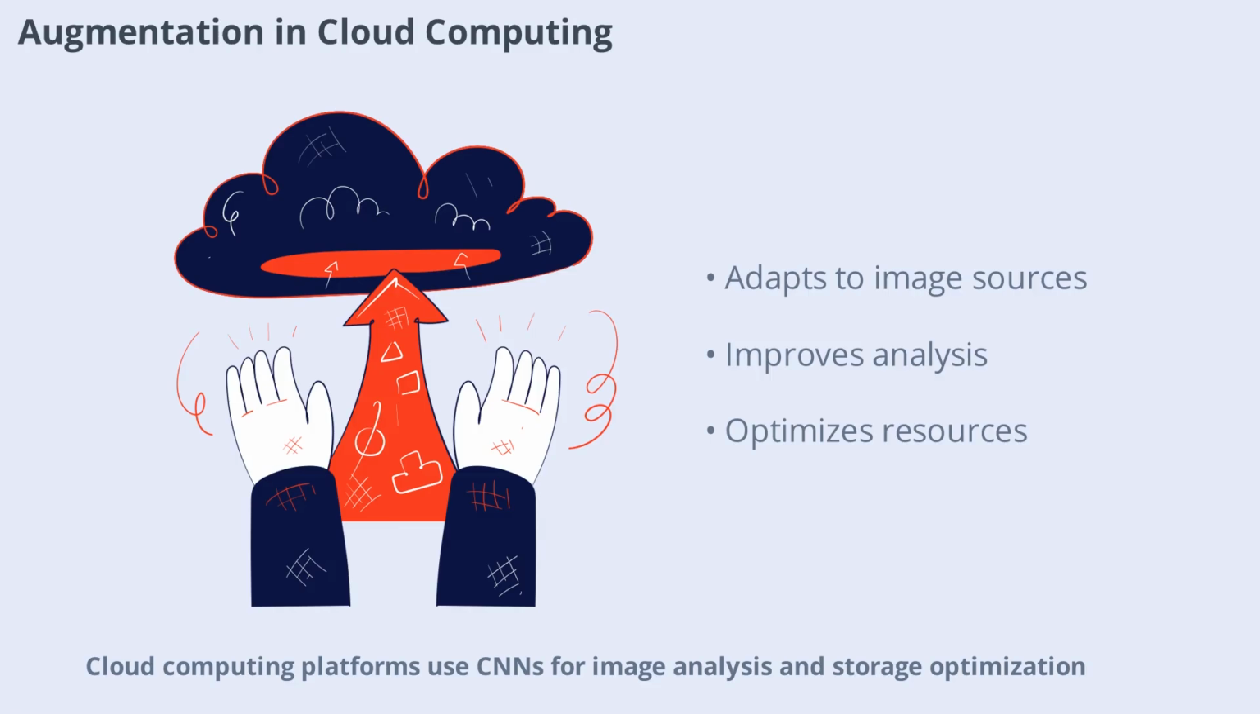Cloud computing platforms use CNNs for image analysis and storage optimization. Data augmentation helps models adapt to different image sources and qualities, improving analysis and resource allocation. This supports scalable and efficient cloud services for a wide range of applications.